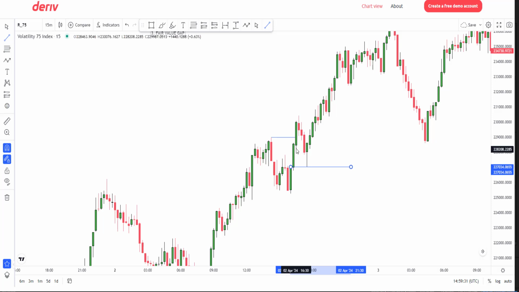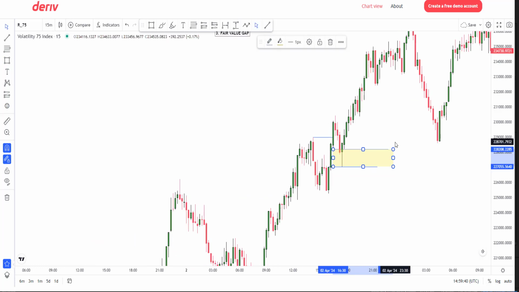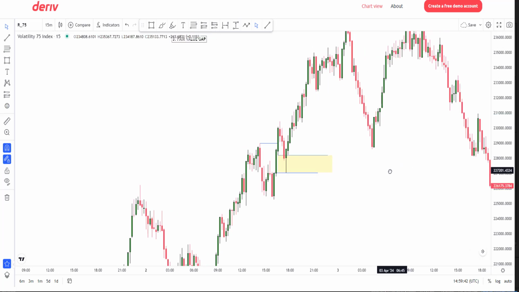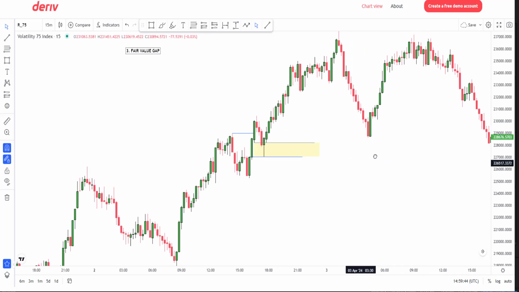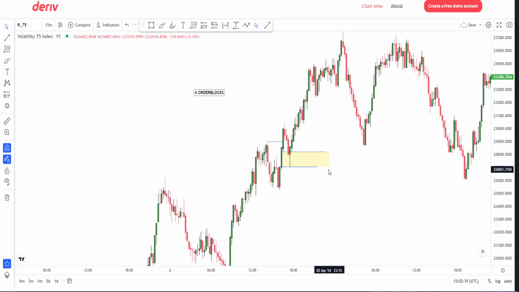Notice how price completely filled it right there. So this is a fair value gap. Notice how price printed into it before going up. All right. So those are your fair value gaps, guys. I hope this is understandable. Next one is order blocks. All right. So what exactly is an order block?